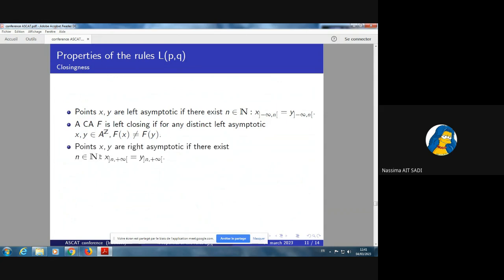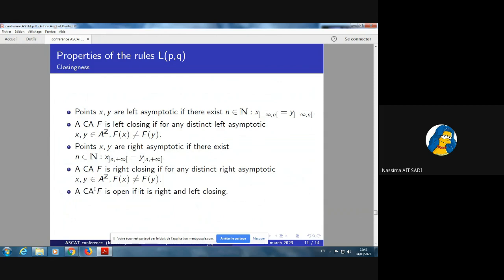Similarly, we define two points X and Y as right asymptotic if there exists an integer n such that X and Y are equal from n to infinity. And the cellular automaton F is right closing if for any two distinct right asymptotic points X and Y, we have F of X different from F of Y. And the cellular automaton F is open if it is right and left closing.